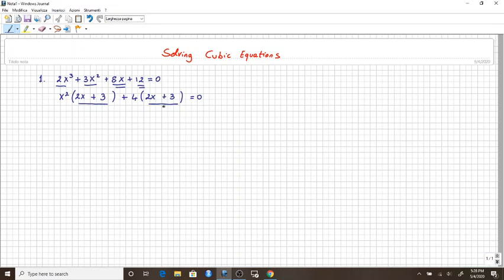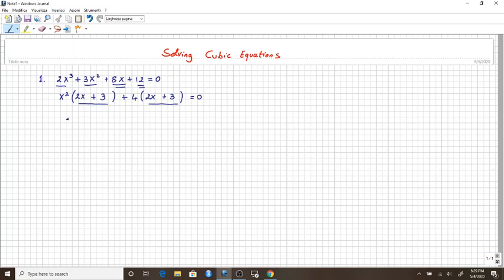Now you have seen this process already, because that's what we do when we solve a quadratic equation by factoring. Okay. If these two terms in parentheses were not the same, then we could not use this process, unless we made a mistake, of course. But we have the same terms, which is 2x plus 3.